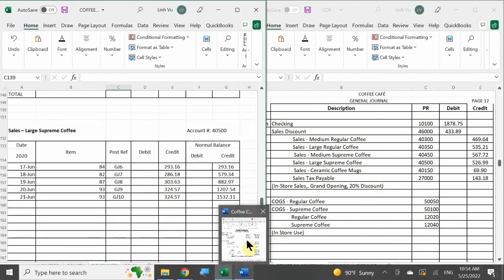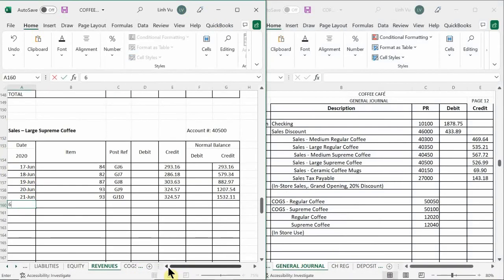All right, last of the coffee cups. Okay, we sold 151 cups of the large supreme coffee. Okay, General 12, which we sold a total of $526.99. Okay, which gave me a grand total of $2,058.10.